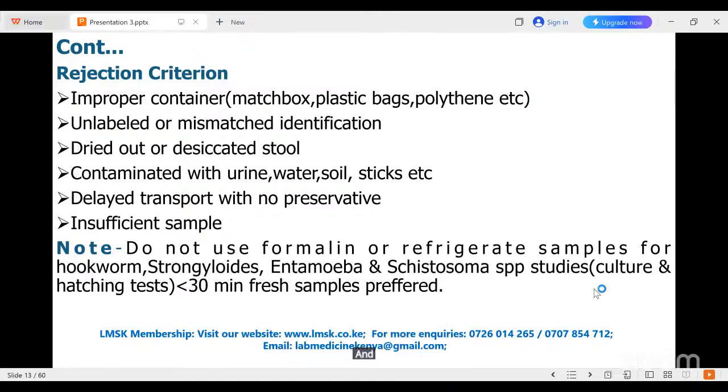And if the sample is insufficient, they just make a smear, someone smeared on their container, then they expect you to run it. At least we need 0.5 grams of a stool sample. A quarter of that scoop is what we require at least. If it's not enough, always reject.